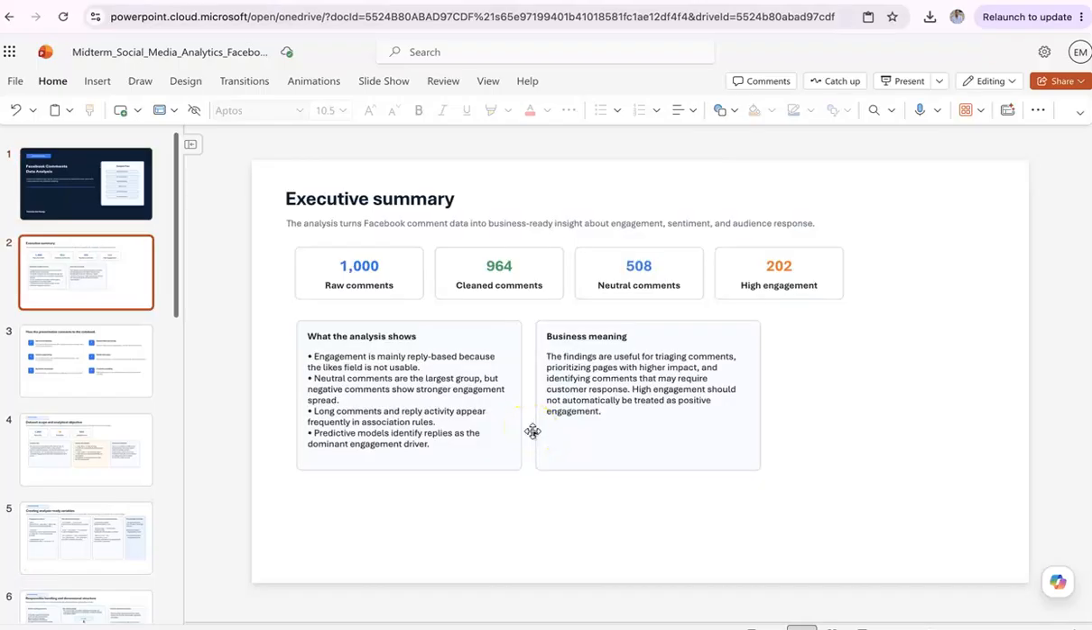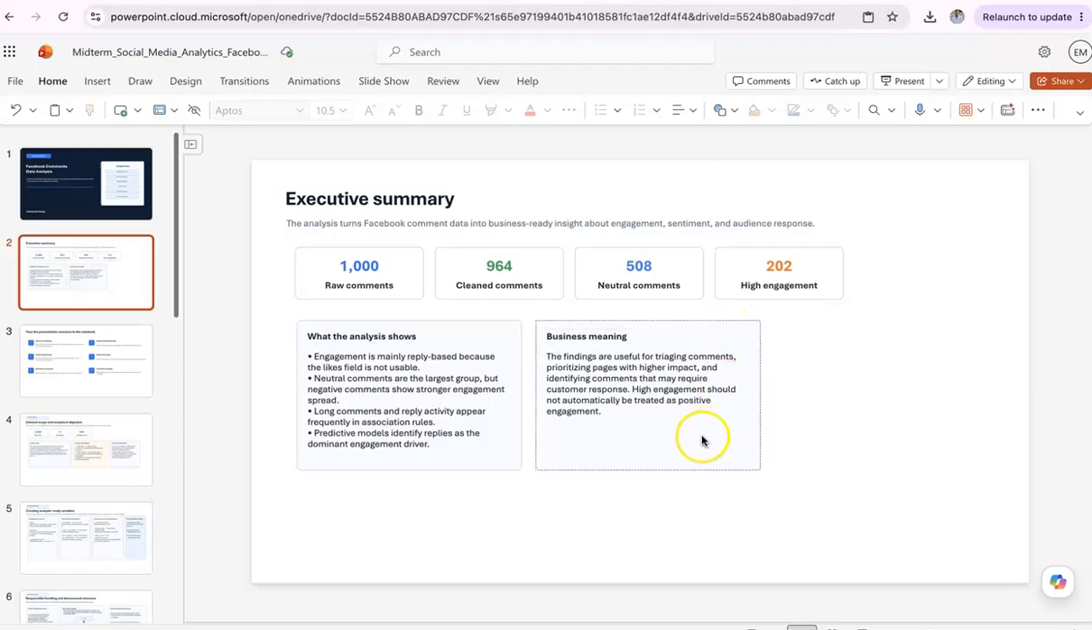This next slide summarizes the whole project. It tells us that the original Facebook dataset has over 1,000 comments, and after cleaning, we ended up with 964 comments. It also tells us that the majority of the comments were neutral, over 508, and that we had over 202 high engagement comments.